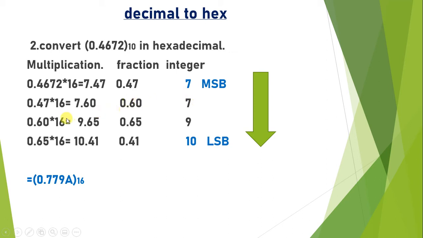Again, 0.60 multiplied by 16 gives 0.65 as a fraction and 9 as an integer. And at last, 0.65 multiplied by 16 gives 0.41 as a fraction and 10 as an integer. Now this 10 is equal to capital A, and it is also known as the LSB. Arranging from MSB to LSB, we get 0.779A as a hexadecimal number.